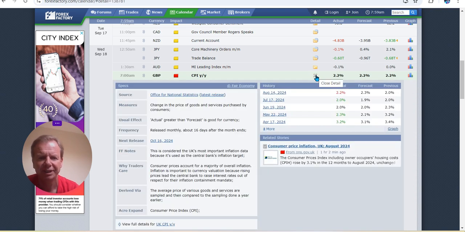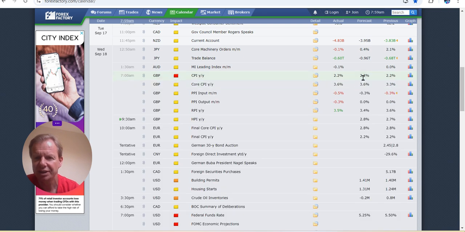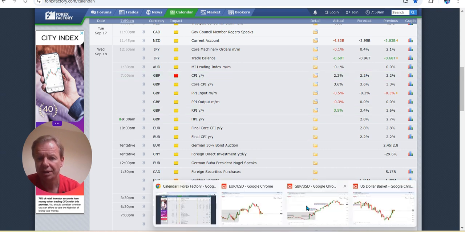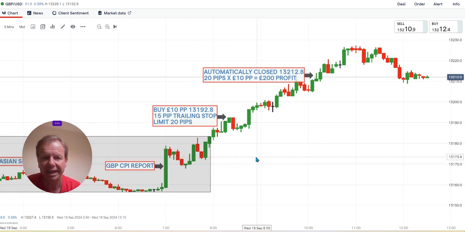If you click on the folder, it says the actual growth versus the forecast is good for the currency. This particular one is the change in the price of goods and services purchased by consumers. Gives all the information here. Actual greater than forecast is good for the currency. Here the forecast was 2.2 and previous was 2.2, staying pretty stationary. So it wasn't great, it was still 2.2. But it's still given this great uplift here.